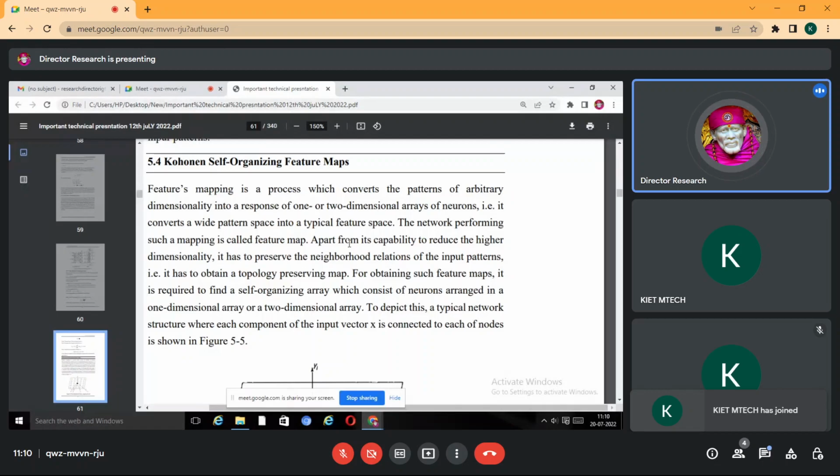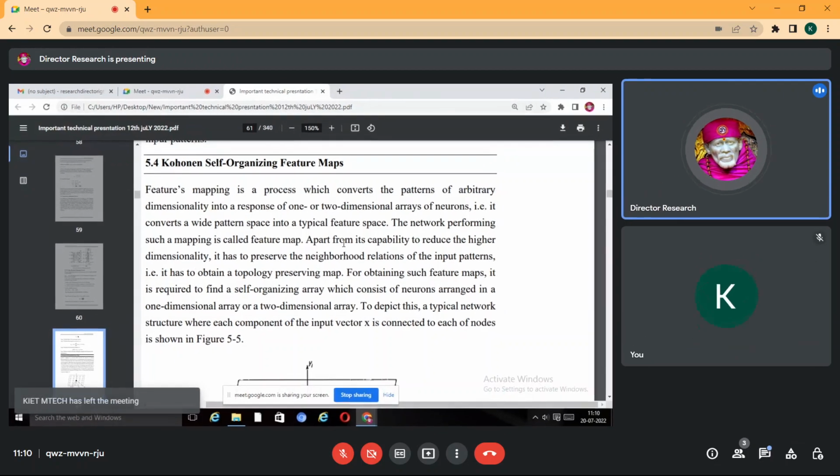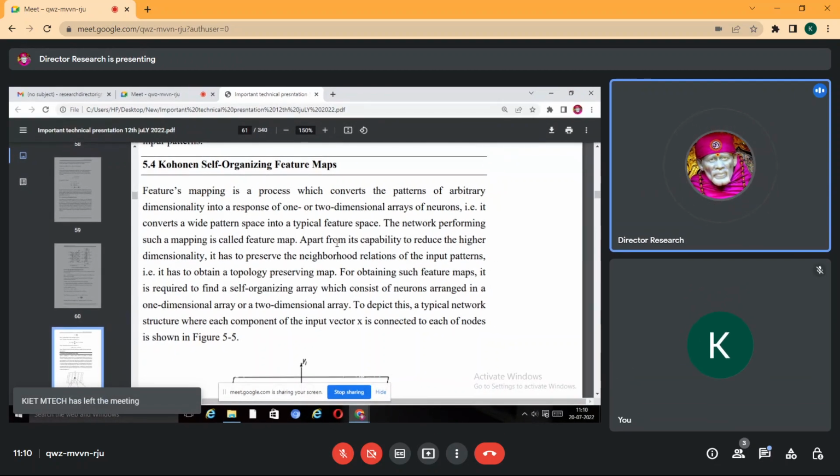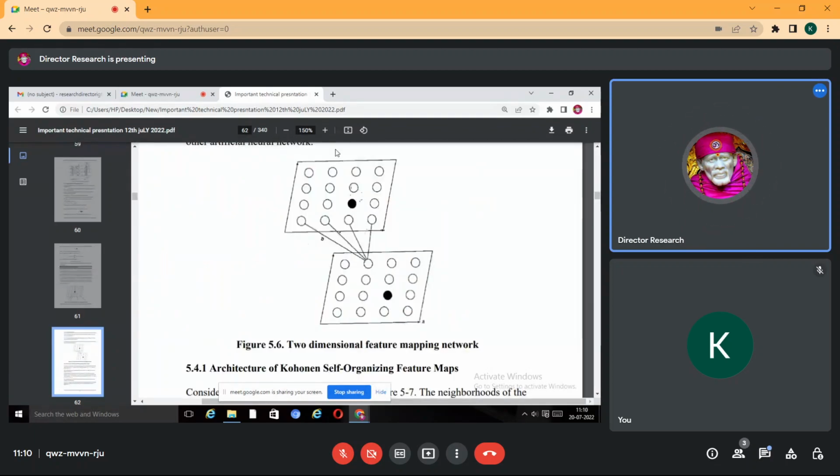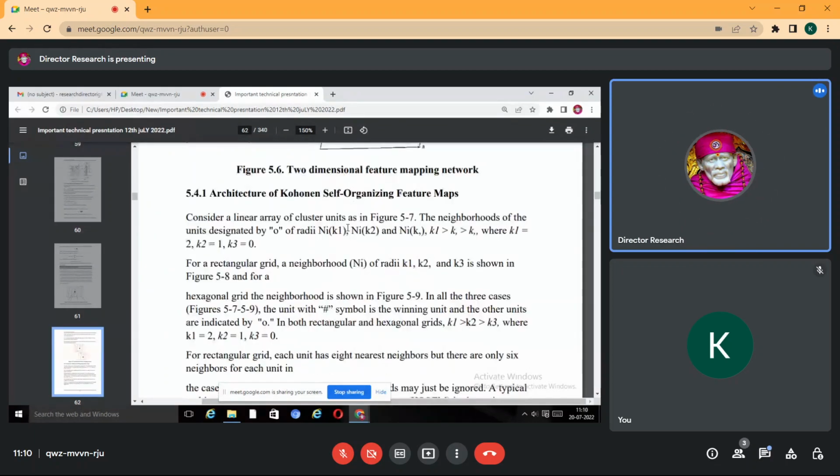it is required to find a self-organizing array, which consists of neurons arranged in a one-dimensional or a two-dimensional array. Like that, you can observe the mapping network. This is a two-dimensional feature mapping network. Just see the arrangements: one dimension is one box, two dimensions is a box with some number of rows and columns. I gave the concept before.